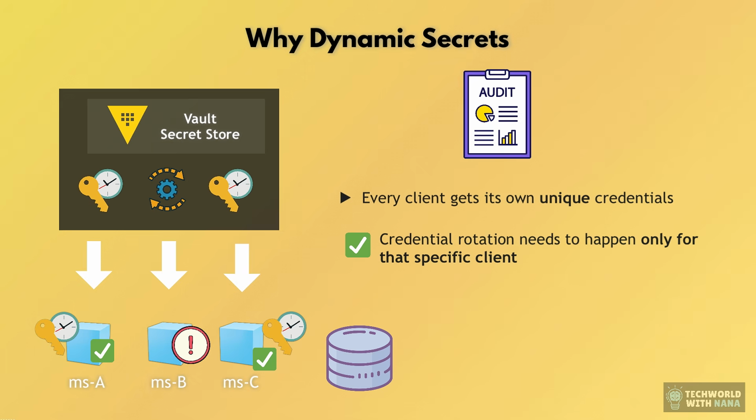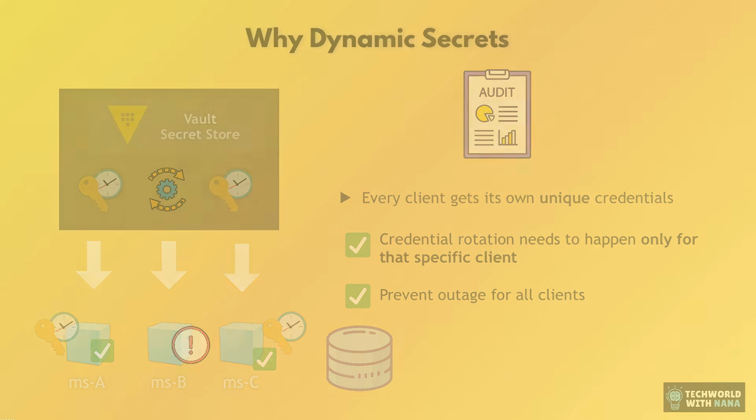revoking credentials to a system, like rotating credentials of a database, would usually cause a short outage for the clients who are accessing this database. So we're preventing this outage for all other clients who didn't have any issues. So the ability to isolate that incident and pinpoint the exact client that was compromised is a huge benefit in secrets management.